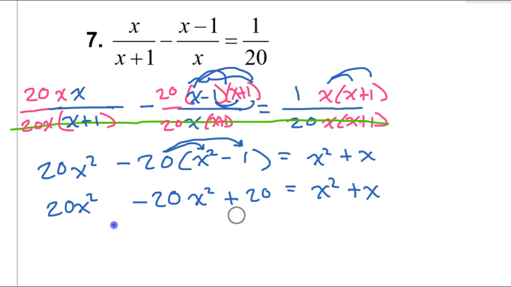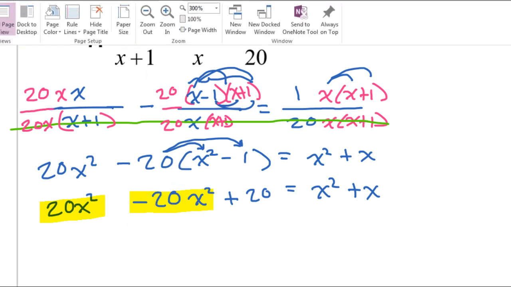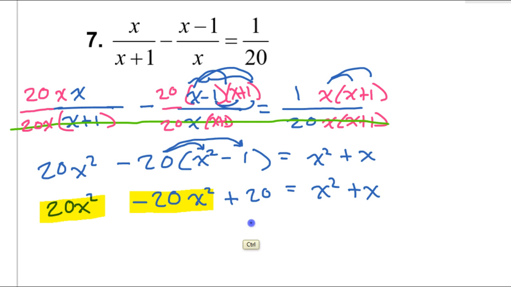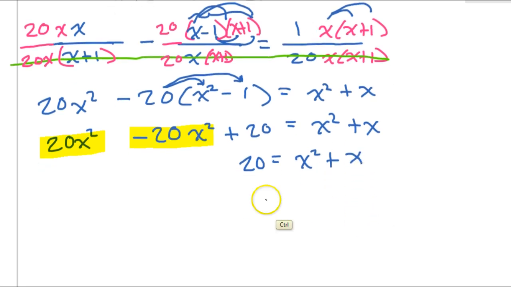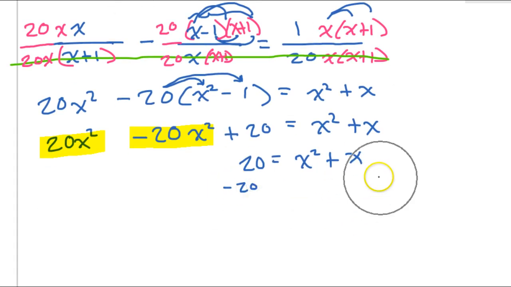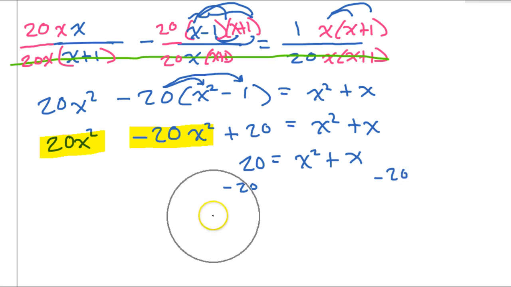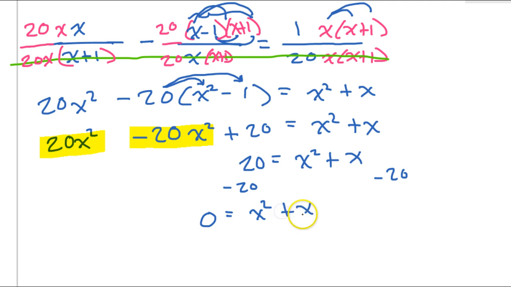Now I need to get all these on, well, let's combine like terms first. So, well, look at this right here. We have 20x squared and a minus 20x squared. These are going to just cancel each other out, like right away. Okay, so that's going to leave me with 20 is equal to x squared plus x. Now, what if I subtract 20 from both sides? Can you see that I'm going to get 0 is equal to x squared plus x minus 20.